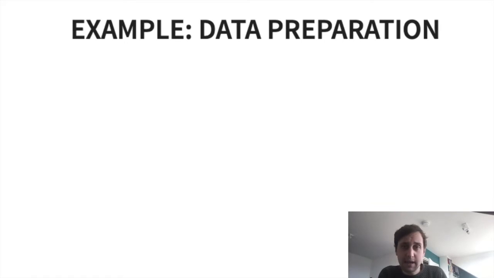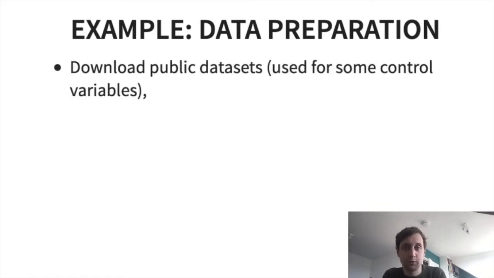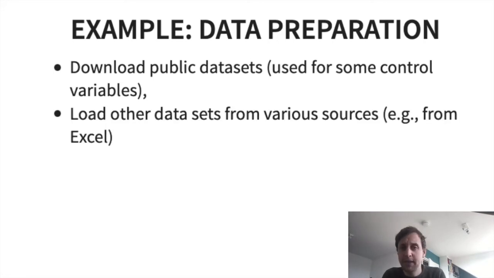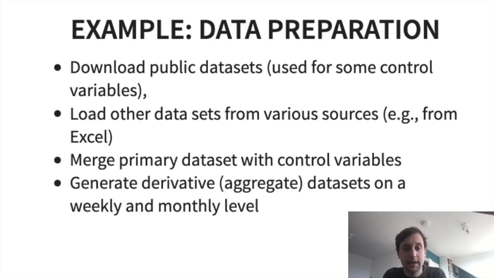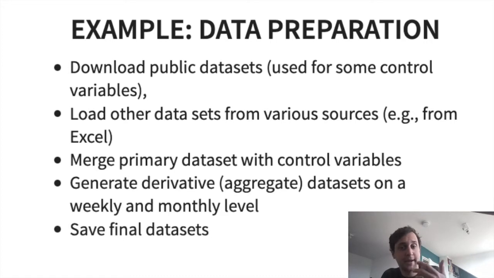So here are a couple of examples of pipeline stages I've worked on, such as a data prep pipeline. So first of all, I would download data sets, for example, public data sets from the web. Then I would load other data sets from other sources, such as from Excel. Then I'll have a little script that merges these data sets. I have another code file that generates some derivative data sets, like aggregating them from the daily level to the weekly or monthly level. I've got a script that saves these final data sets so I can use them in later pipeline stages.